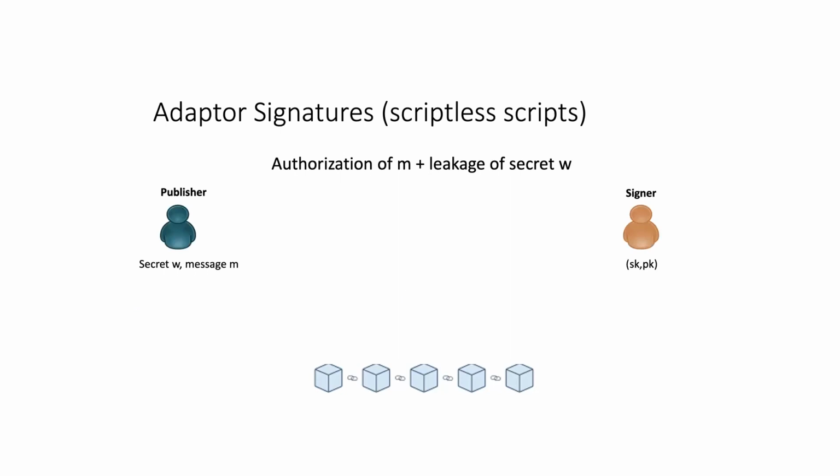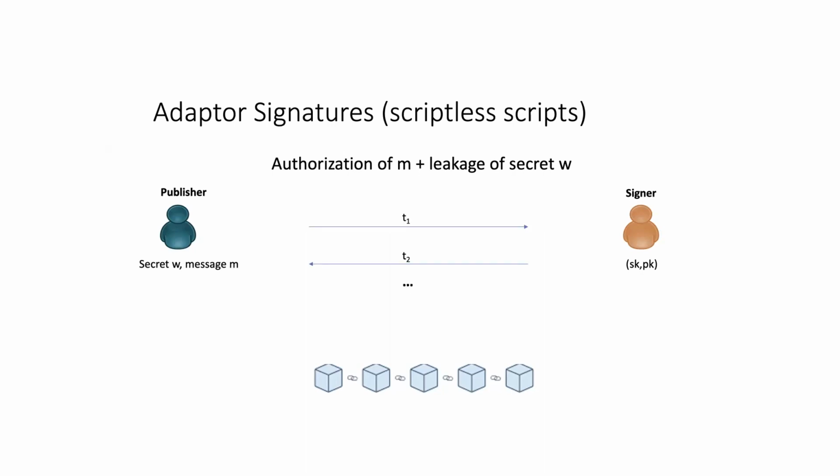This is a very different signature scheme because you have a signer, the secret key and the public key, and you have some party, typically called the publisher, that knows some secret and also has a message. The idea is that if you get a signature from the signer on the message, then this should allow the publisher to extract the secret.